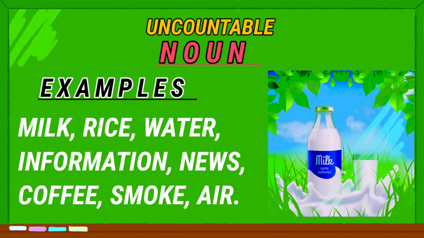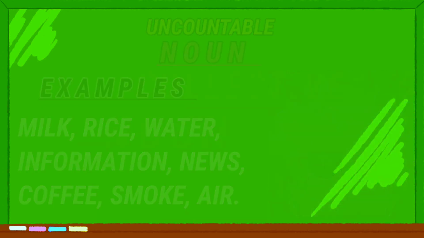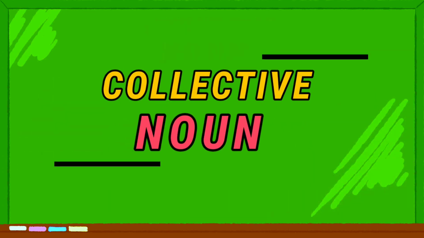Now let me know one thing. Can we separate them from one another? Can we separate milk? Can we separate rice? Can we separate smoke, news, air? Anything else from here? No, we cannot separate them from one another. So we can't divide them individually, so we can't count them separately. That is why we call it uncountable noun, because they are mass noun and we can't separate them from one another. Next is collective noun.